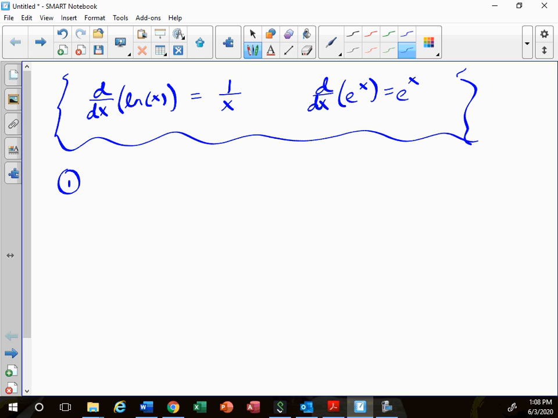So let's say I gave you this: find d/dx of negative natural log of x plus x squared. All right, well, derivative of natural log of x is 1 over x, and you have that coefficient of a negative 1 in front, so it's just going to be negative 1 over x. And then plus x squared, that's just power rule, so that would just be plus 2x. And that's it.